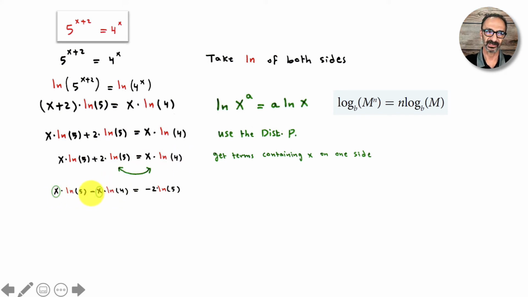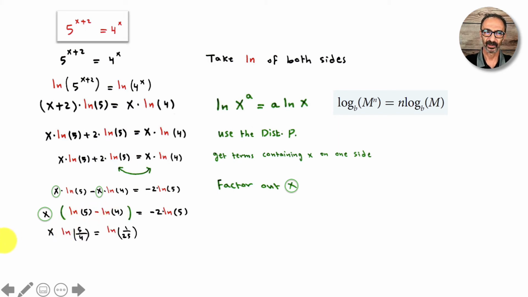But take a look. I'm circling the x, which means what? I'm going to take it out as a common factor. We're going to factor out x. By doing so, I will have inside ln 5 minus ln 4. But I could simplify this even further. Here we go. Ln 5 minus ln 4 is ln 5 over 4 with 1 ln. Minus 2 ln 5 is actually ln 1 over 25.